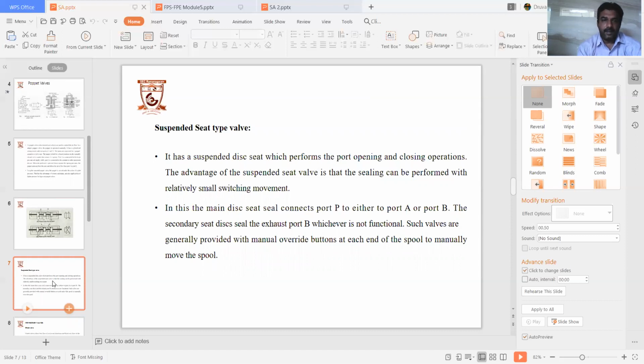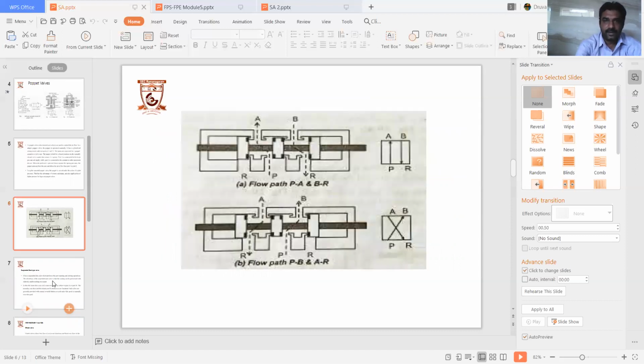to manually move the spool. In this figure, there are two figures. Figure A shows the path from P to A and B to R. We have two paths here: the flow path from P to A, which is shown in a dotted line, and from B to R. Figure B shows the reverse direction. The flow path is from P to B and A to R. The graphic symbols are represented in the figure.